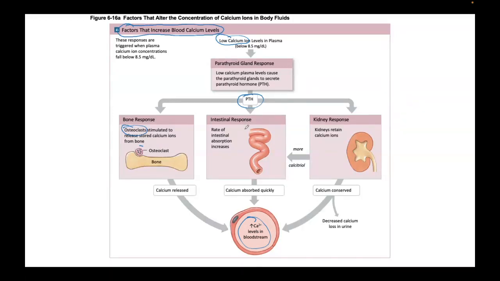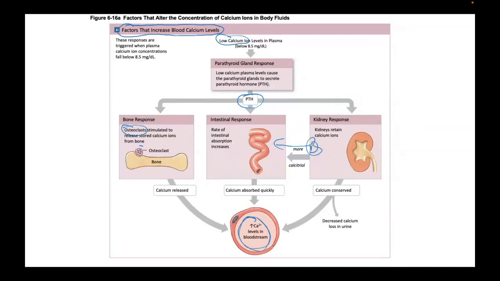Parathyroid hormone is going to have an influence over your intestines. It's going to increase the absorption of calcium from your diet, and it can do that because your kidneys make vitamin D. That vitamin D allows us to absorb calcium from the intestines. The calcium will be absorbed into your bloodstream, again, increasing your blood calcium levels.